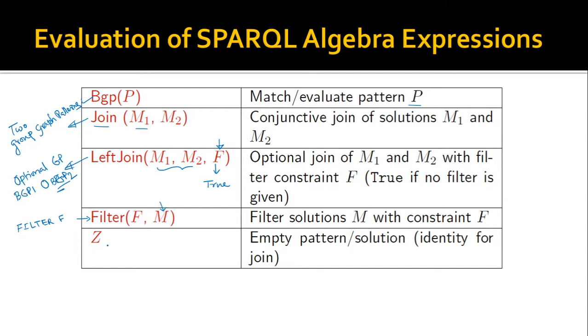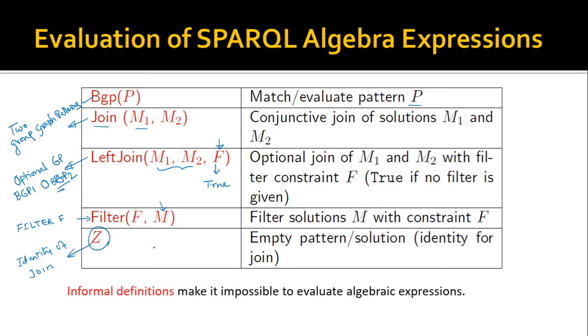And finally, you have the identity of join. This Z is the identity of join. If you join something with Z, you will get the same thing. So it is basically an empty pattern or an empty sheet. So these are the operators that we have talked about, and we have seen how we can transform one abstract syntax tree into an algebraic form using this set of operators.